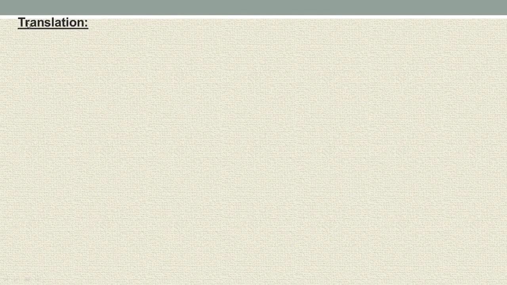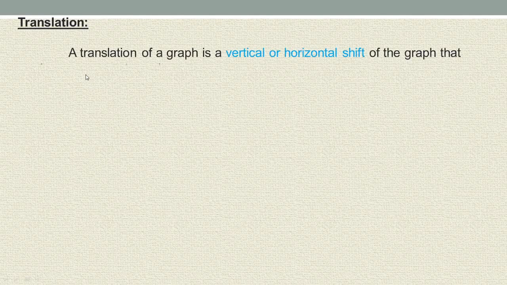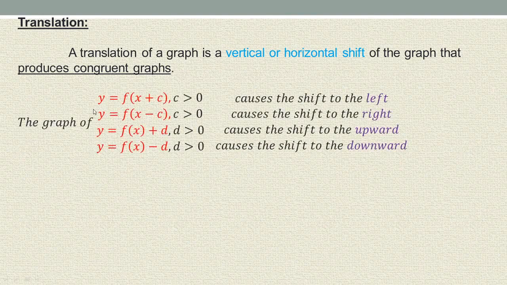Now the next type is translation. A translation of a graph is a vertical or horizontal shift of the graph that produces congruent graphs. Congruent graph means same graph; congruent means same, identical. So translation is a vertical or horizontal shift of the graph that produces congruent, identical graphs. This is very important.